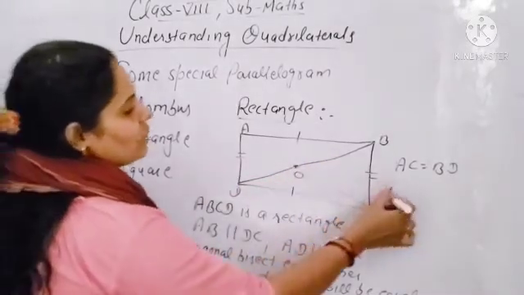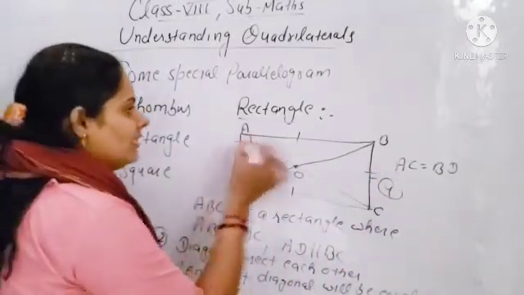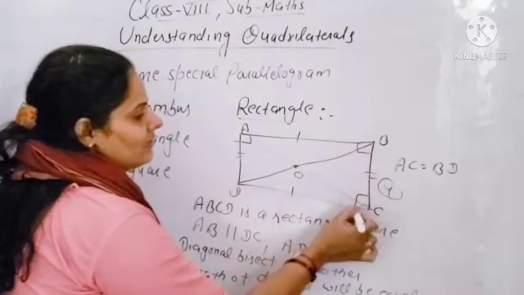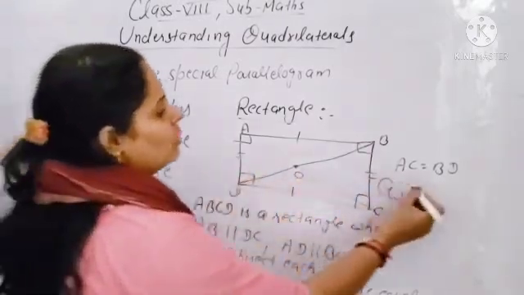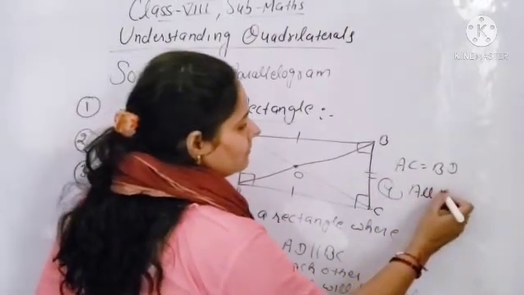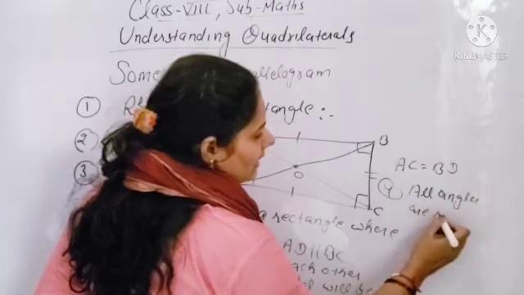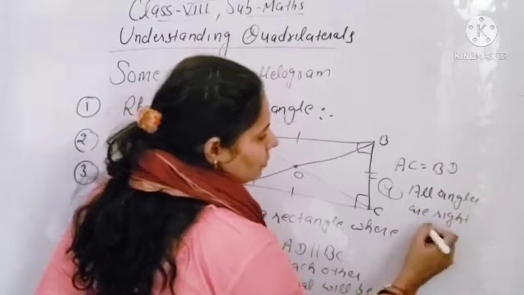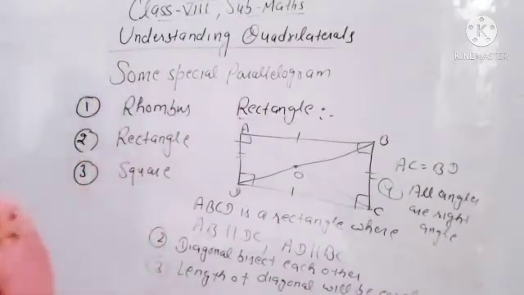And fourth property, all the angles of the rectangle will be equal to 90 degrees. So this one also 90, this one also 90, this one also 90, and the last angle, this one will also be 90 degrees. So all the angles will be right angles. All angles are right angles in a rectangle. So all these are the properties of a rectangle.